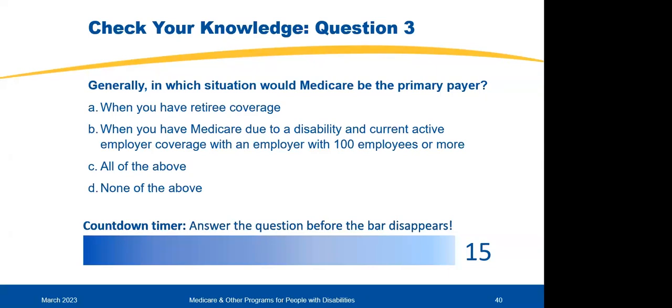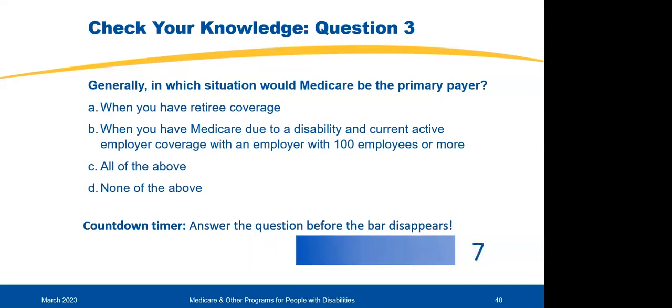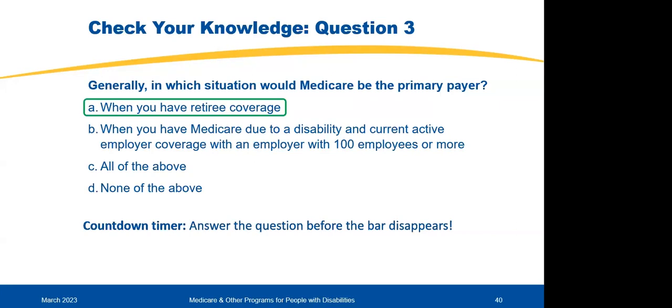Sylvia? All right, these knowledge checks are really keeping you on your toes here. All right, let's listen. Question 3 here. Generally, in which situation would Medicare be the primary payer? All right, Dave, let's start the timer. Do you think it's A, when you have retiree coverage, B, when you have Medicare due to disability and current active employer coverage through an employer with 100 employees or more, C, all of the above, or D, none of the above? The answer is A, when you have retiree coverage. Generally, that's going to be the situation in which Medicare is the primary payer. All right, David.